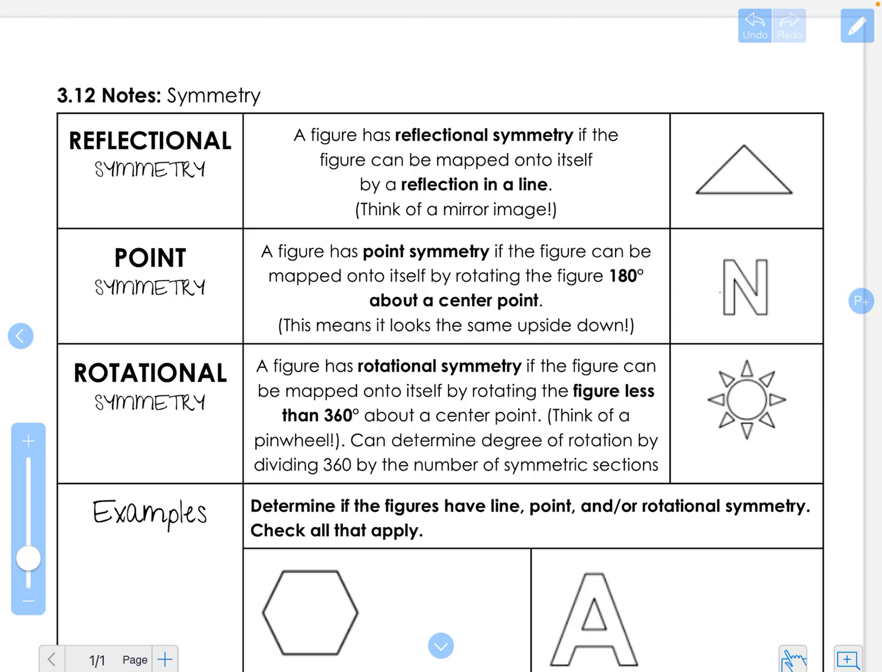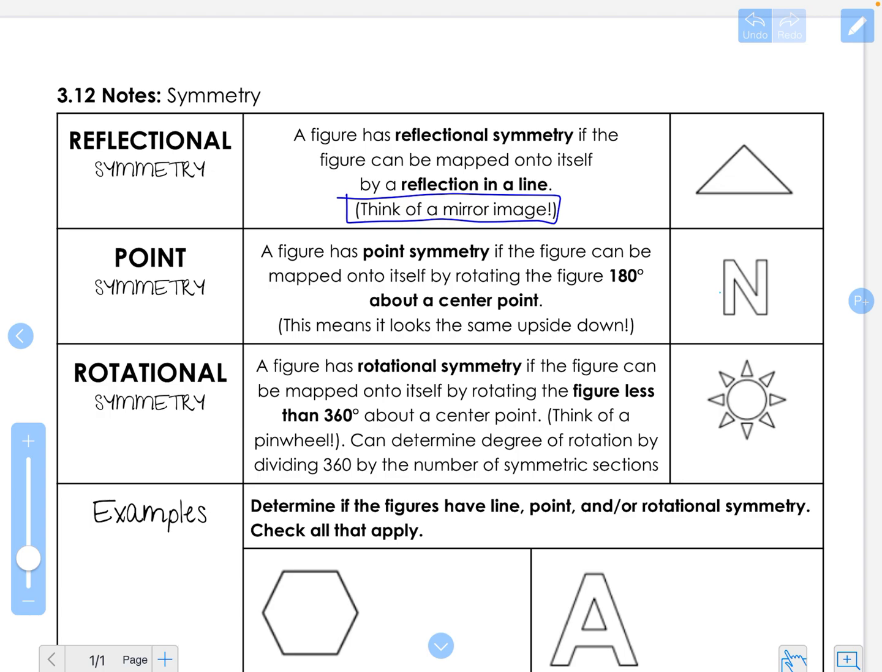So reflectional symmetry is, think of a mirror image. If you were to hold up a mirror at any point on the image, you would still see the same image. So think about it this way. You could also fold it in half and you would have the exact same shape on both sides.